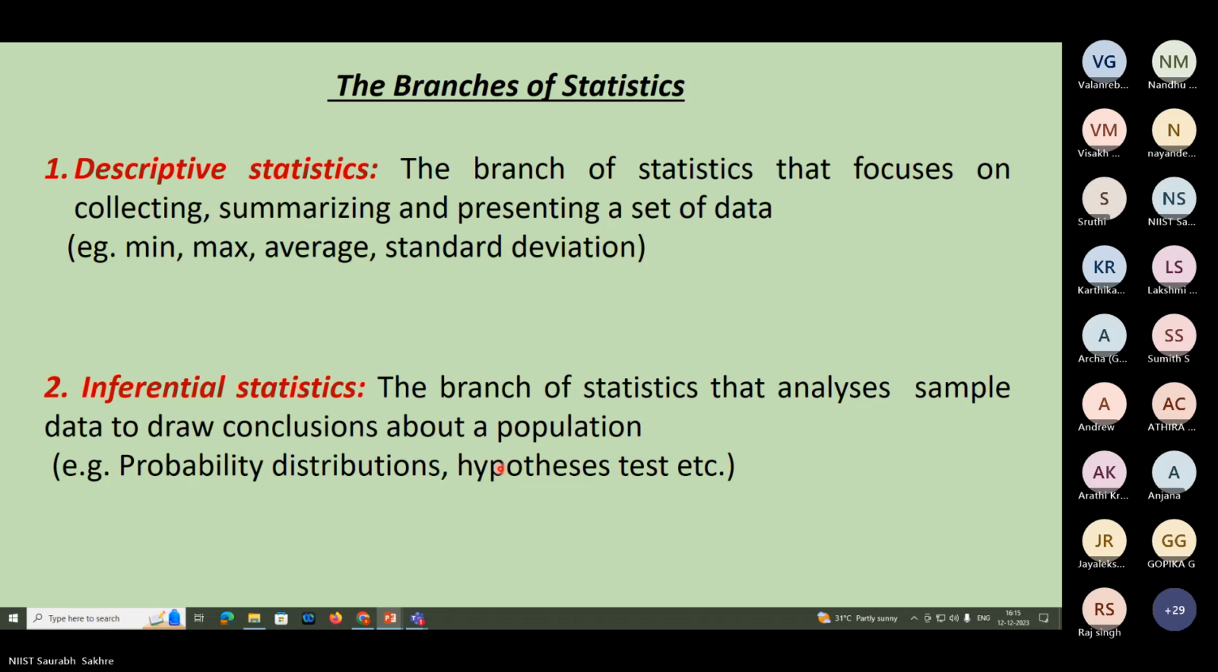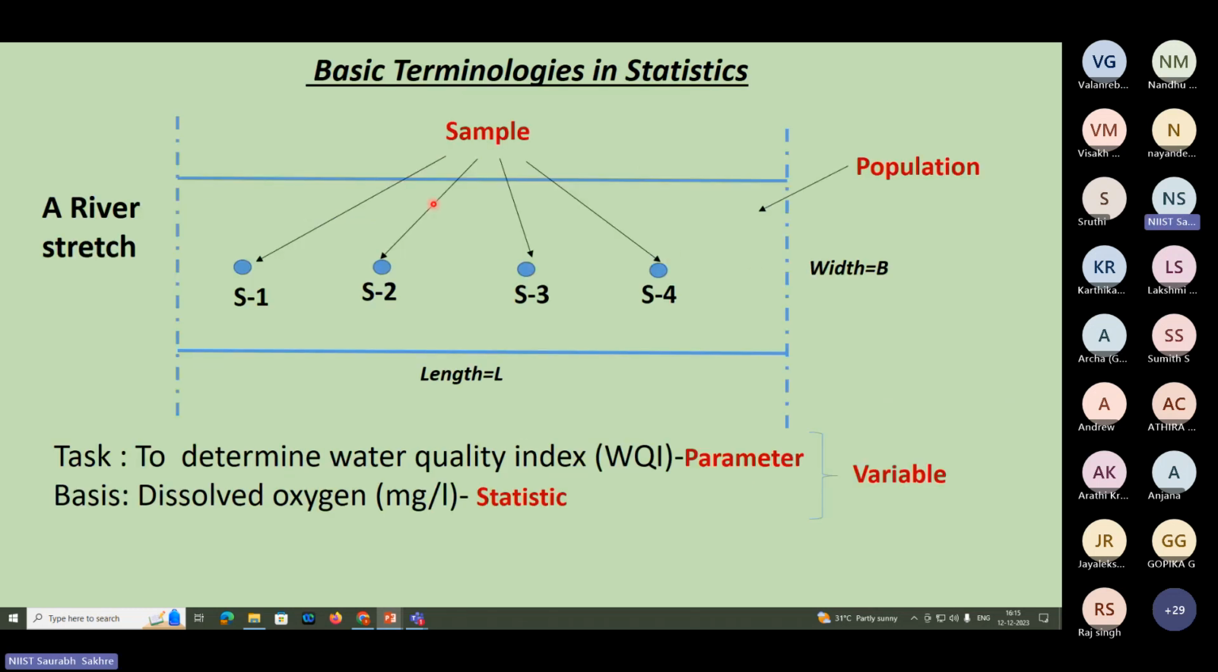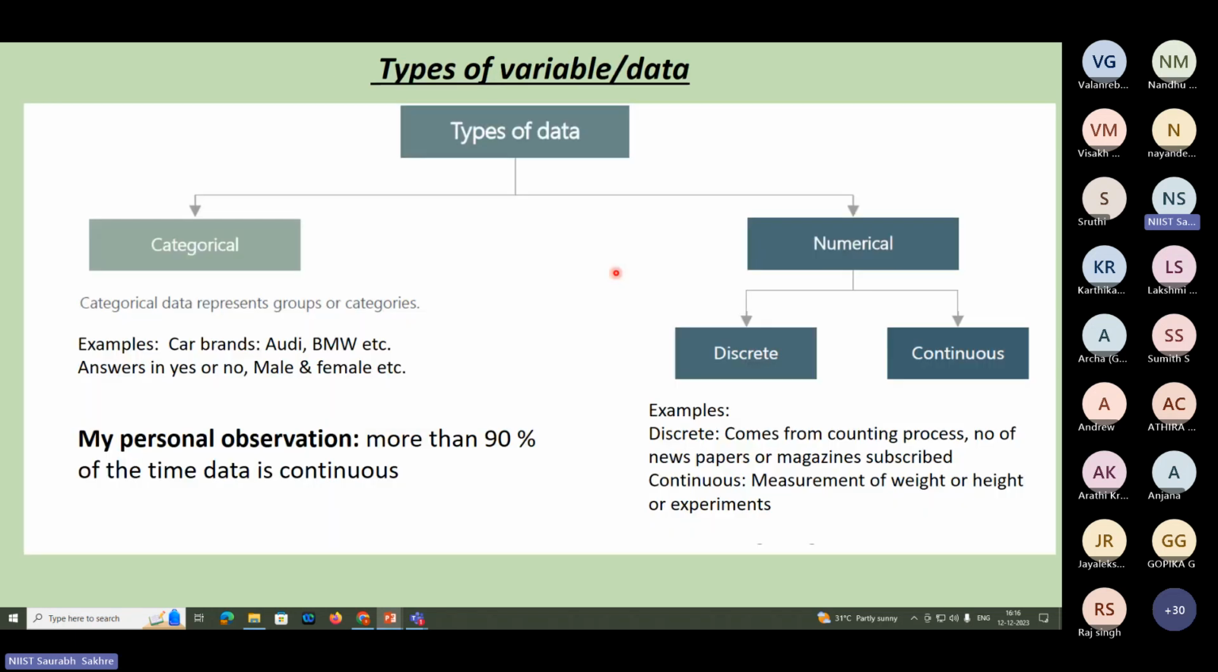So here, if S1, S2, S3, and S4 are my samples, I will compute a statistic and first apply descriptive statistics to it. I will say that S1 was the minimum, S3 was the maximum, the average was 5 milligram per liter of DO. But when I'm reporting WQI, actually I'm applying inferential statistics. So when I'm working on the sample, it is descriptive statistics, and when I'm working for the population using the sample, it is inferential statistics. I hope this is clear to you.